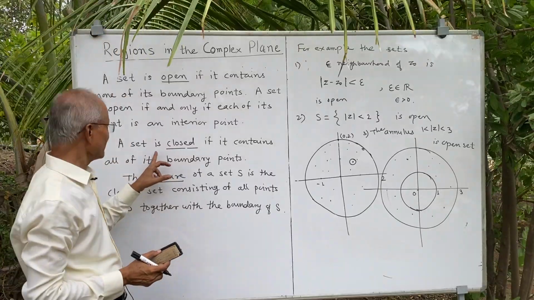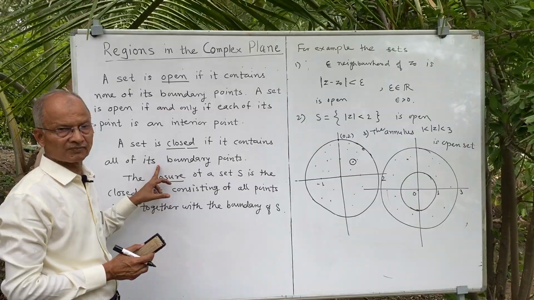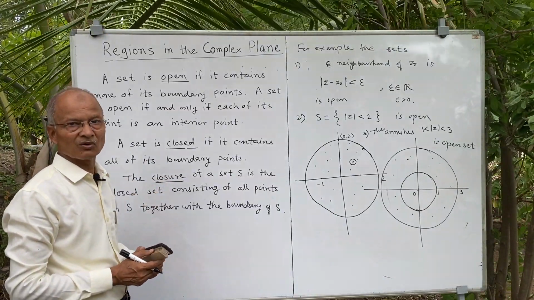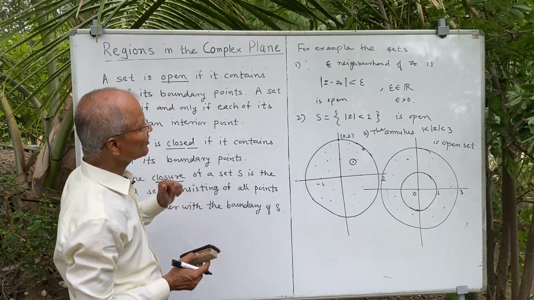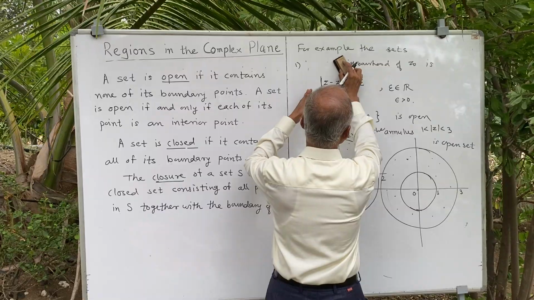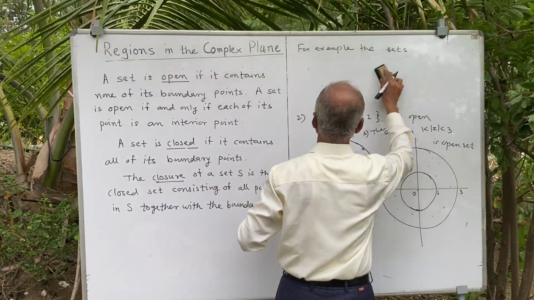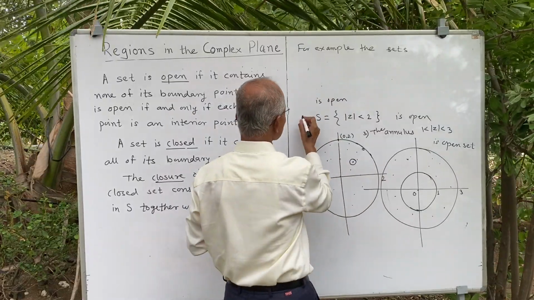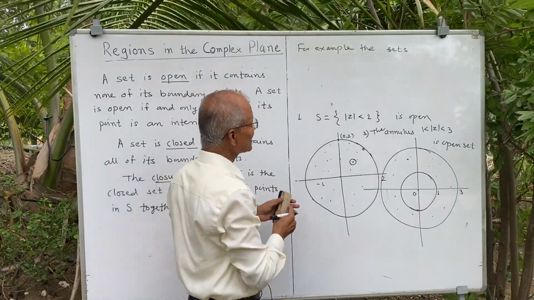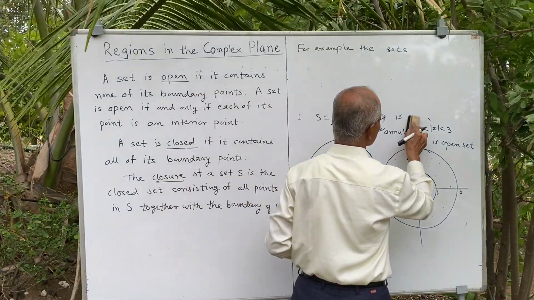And what is a closed set? A set is closed if it contains all of its boundary points. All of the boundary points must be inside the set, then it becomes a closed set. Now how to consider the closed set? The epsilon neighborhood is always an open set because there is a strictly less than condition. So therefore that is open. But this set can be converted to a closed set if you consider this inequality as less than or equal to, then it becomes closed.